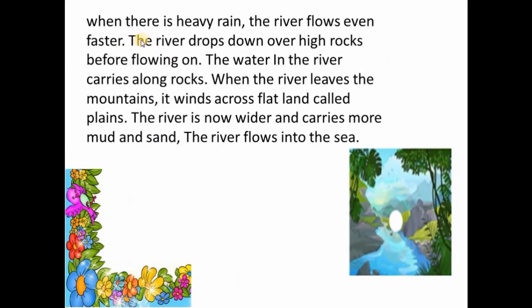Next, when there is heavy rain, the river flows even faster. The river drops down over high rocks before flowing on. The water in the river carries along rocks. When the river leaves the mountains, it winds across flat land called plains. The river is now wider and carries more mud and sand. The river flows into the sea.